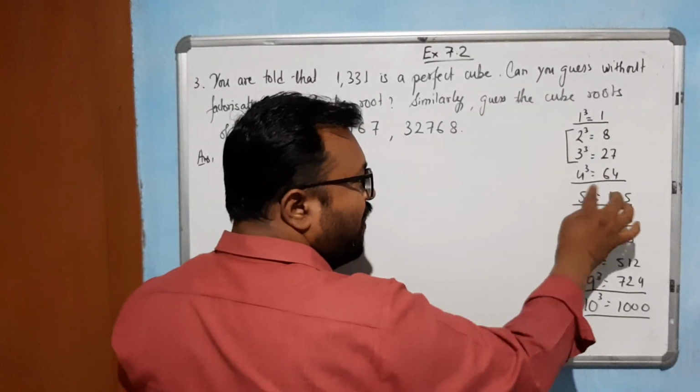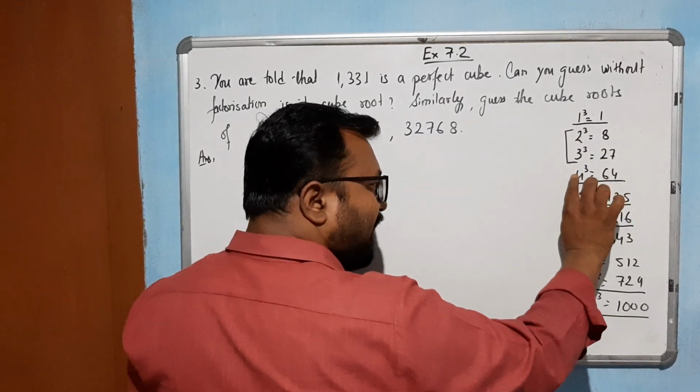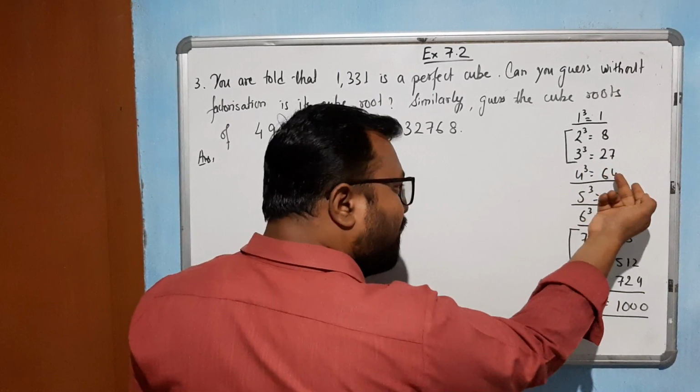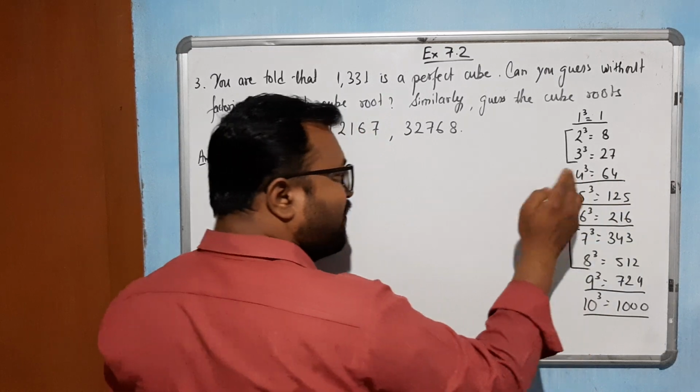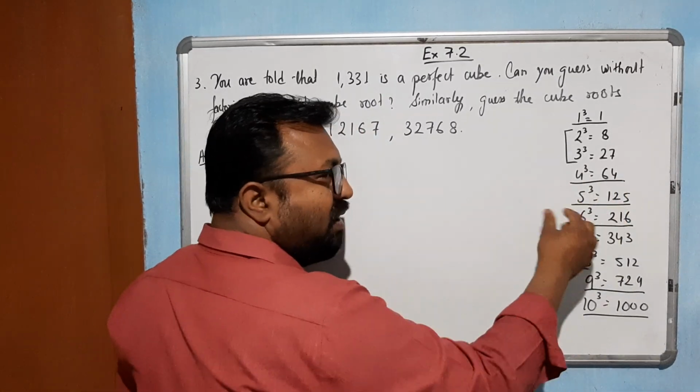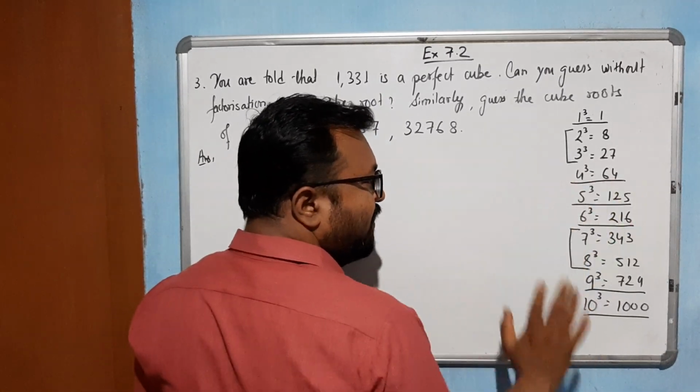For 1, 1. For 4 you are getting 4, either cube of 4 you are getting 4 or cube root of 4 you are getting 4. Cube of 5 you are getting 5 and cube root of 5 you are getting 5. I am talking about the unit digit.